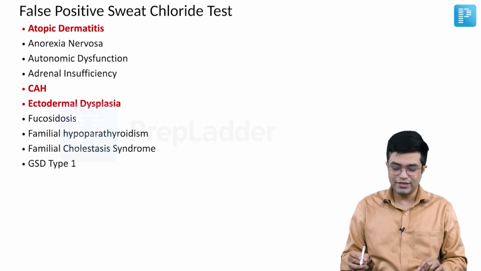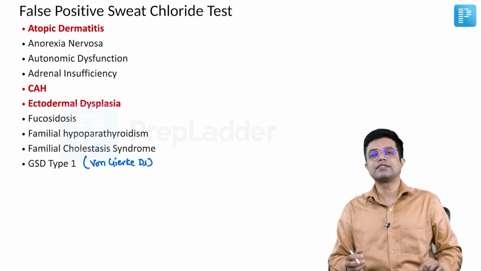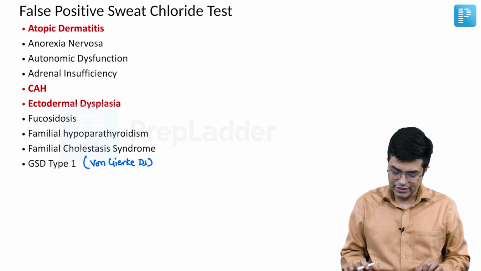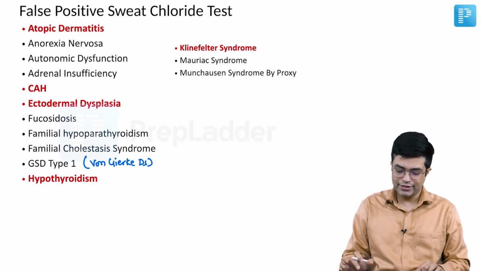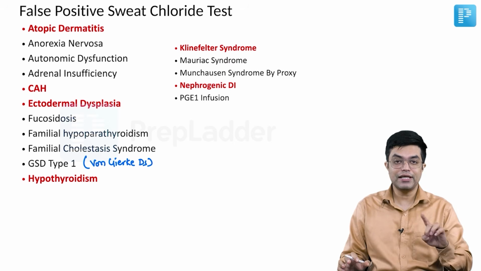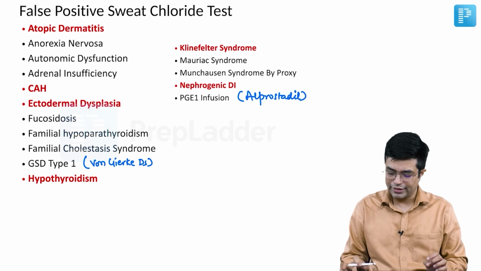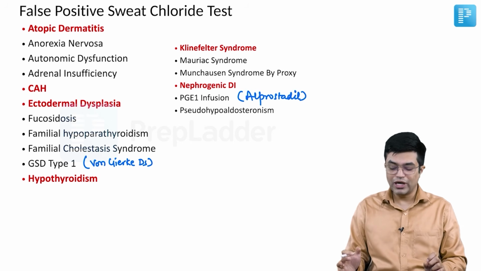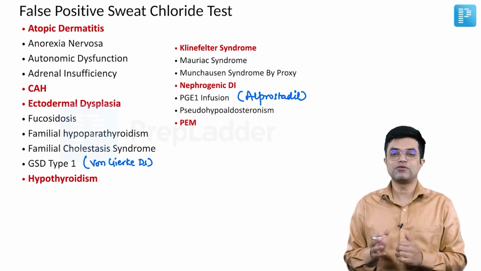Another cause is GSD type 1, that is von Gierke disease. In Nelson, it has been mentioned as glucose 6-phosphatase deficiency. Then hypothyroidism. Another cause is Klinefelter syndrome, Mauriac syndrome, Munchausen syndrome by proxy, nephrogenic diabetes insipidus, prostaglandin E1, that is alprostadil infusion. They can sometimes change the wording and it may look like a new option in your paper. Pseudohypoaldosteronism, protein energy malnutrition. So this is the list where a false positive sweat chloride test can occur.